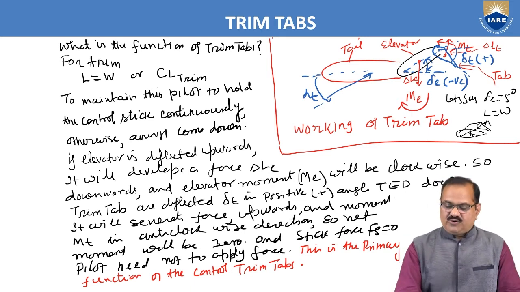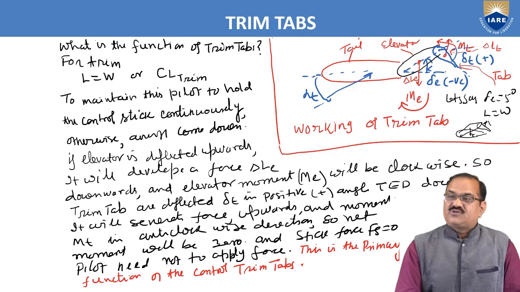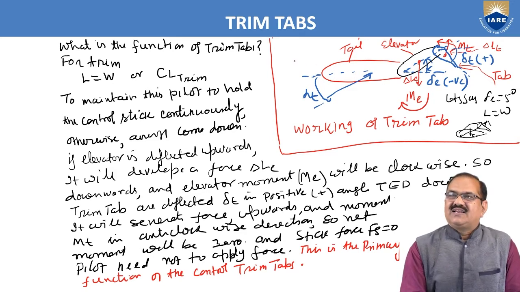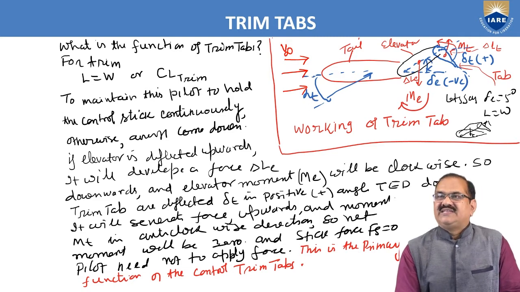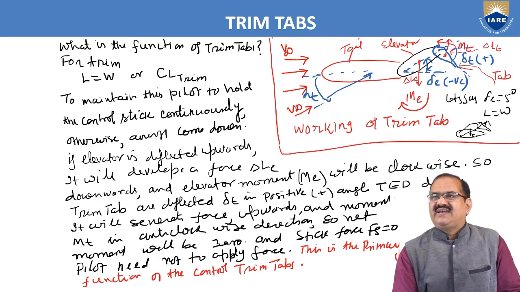Okay, I am going to explain this. You see here, this is your horizontal tail. Wind is coming from this direction. This is the V infinity, and this is your alpha angle of attack. V infinity is in this direction.